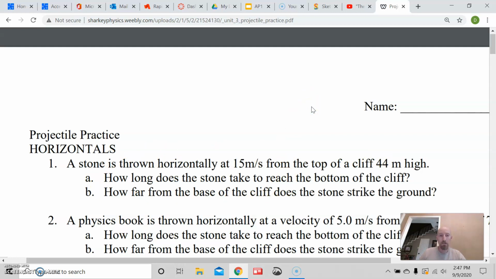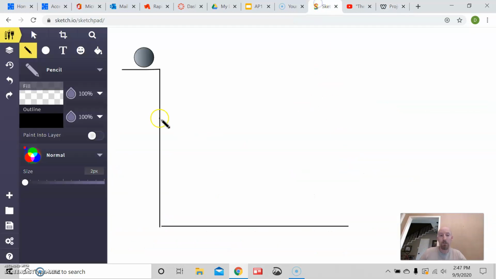Step one, relax. I'm in a nice quiet place. I have my coffee. Relax. Step two, read. I read the problem, maybe more than once. Maybe I underline things. Step three, draw. Relax, redraw. The stone is thrown horizontally from the top of a cliff. Okay, so I have a cliff. Boom. Stone. Done.